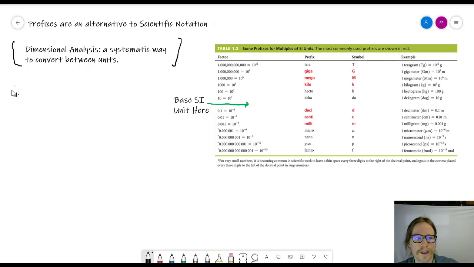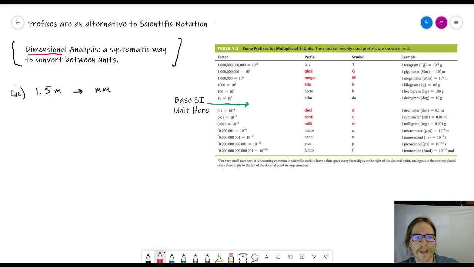So for example, let's pretend that we have a measurement of, say, 1.5 meters, and we want to convert this to, let's say, millimeters. We could use this table to help us do that. But before we do that, I want to introduce this idea which will be a really systematic way to help us convert units, and it's going to be the basis of much of this class, honestly. And that's called dimensional analysis.